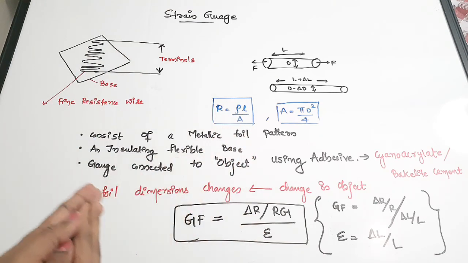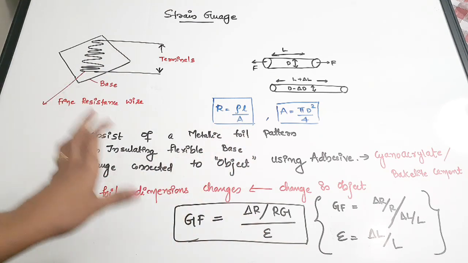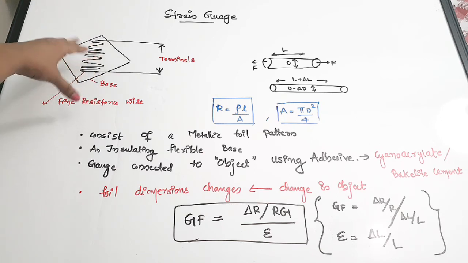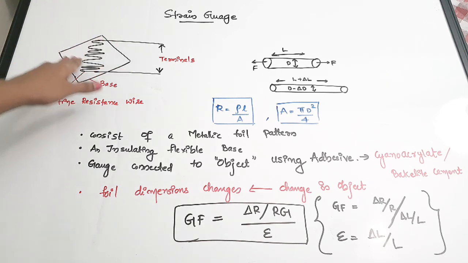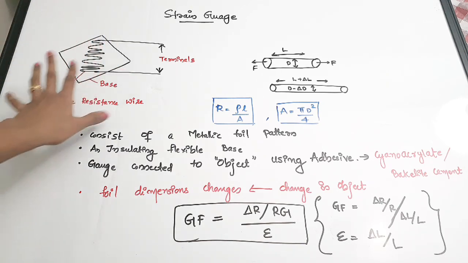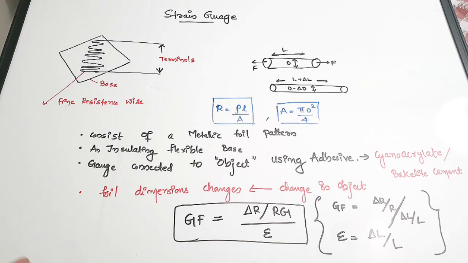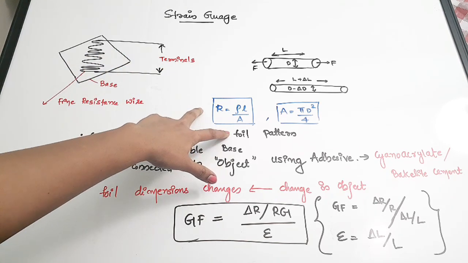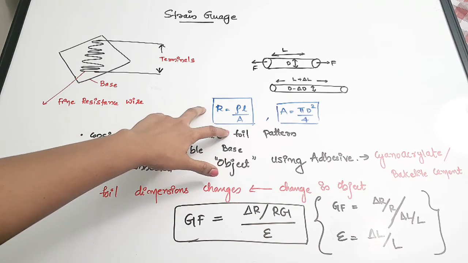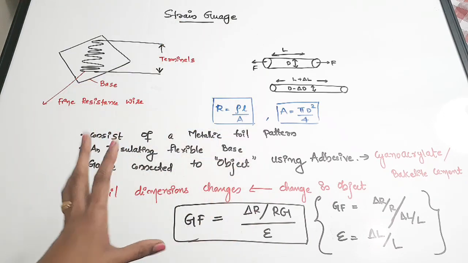Since they are connected with an adhesive, there will be a change in dimensions of this metallic foil also. When there is a change in dimensions of this metallic foil, that means there is a change in length and diameter. So what will happen? There will be a change in resistance also.